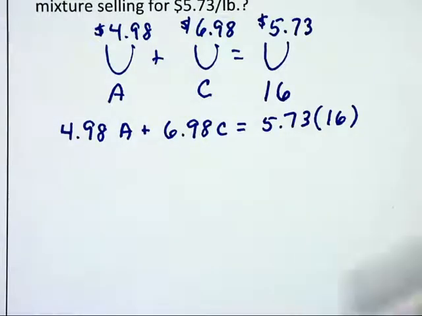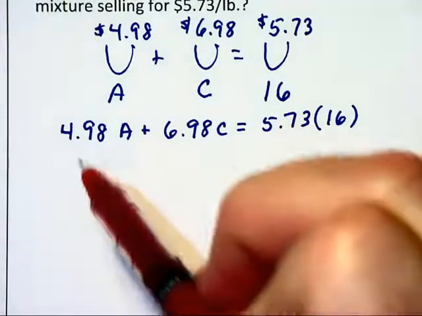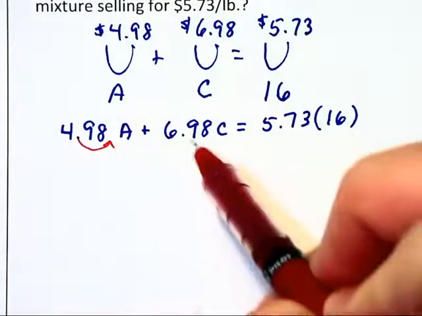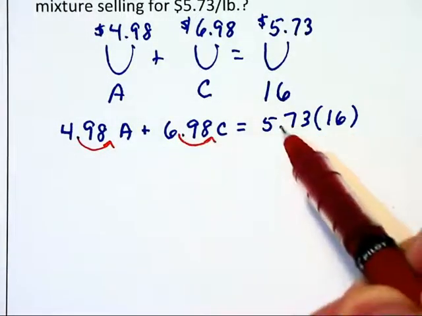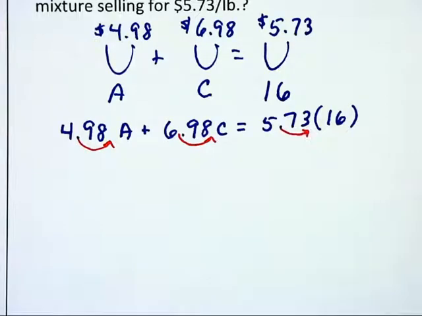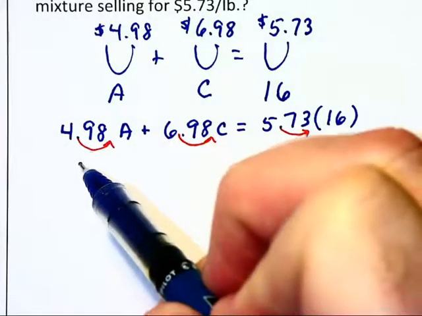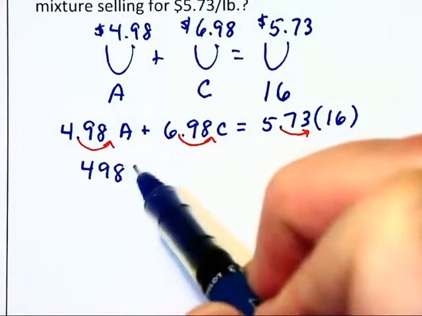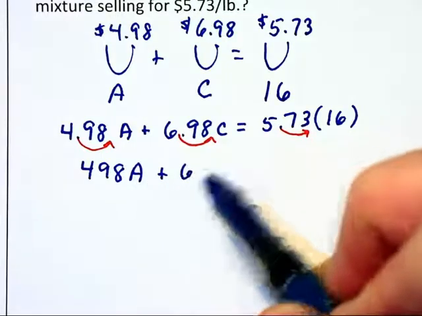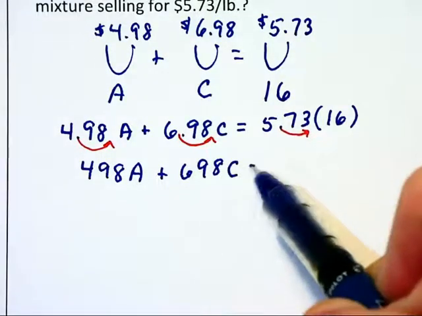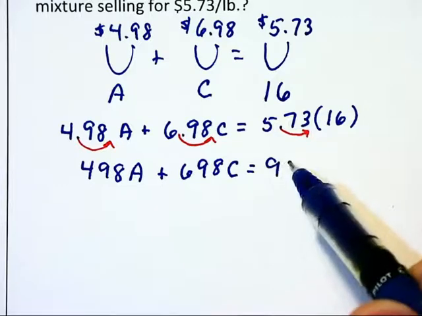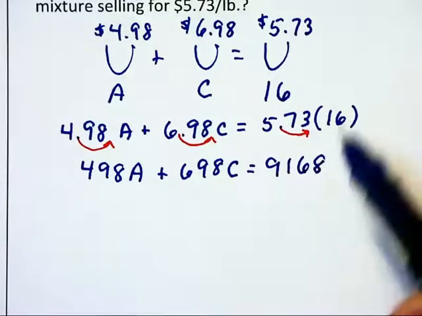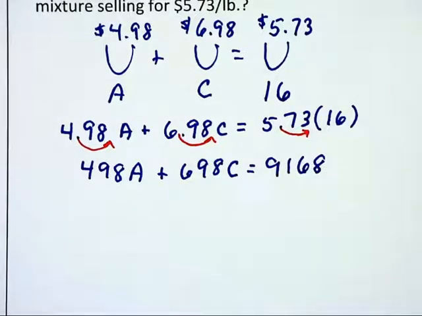Let's clean this up a little bit by multiplying through by 100 to eliminate these decimals. That will give us a new equation that's easier to read of 498a plus 698c is equal to 9,168. Now I agree that is not probably the set of numbers that you want to deal with, but it is going to happen every once in a while that you've got numbers you don't like.